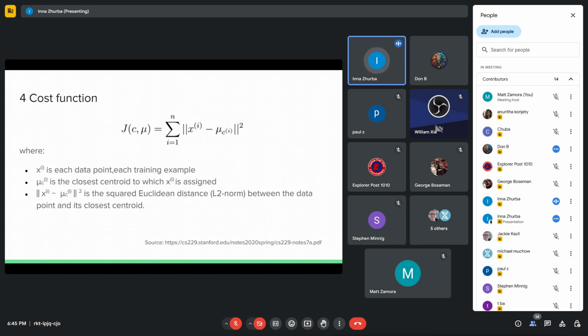This is the cost function that we use to evaluate the best solution, and we sum all the square distances between the points and their assigned centroids. So we just deduct x from m, which is a squared Euclidean distance between the point and its centroid. And then we sum that, and the solution with the lowest cost wins.